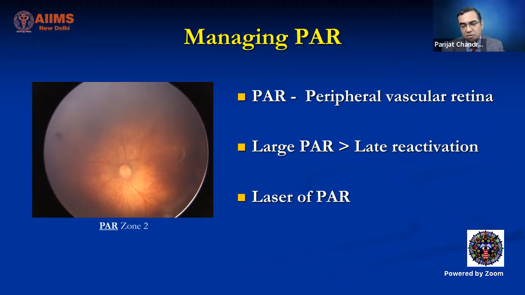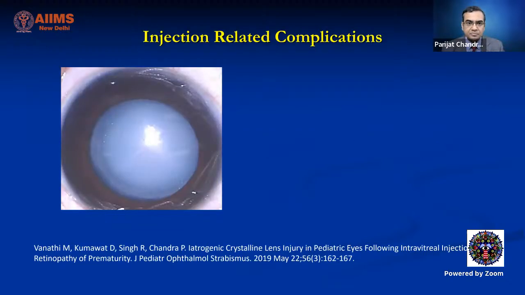So basically, if a large PAR still persists at 10 weeks, 12 weeks after injection, you might consider laser of this, especially if you're going to lose follow-up, parents do not want to come back, and as the child gets bigger, it might become difficult to examine the child without GA. So you might consider laser of the PAR.